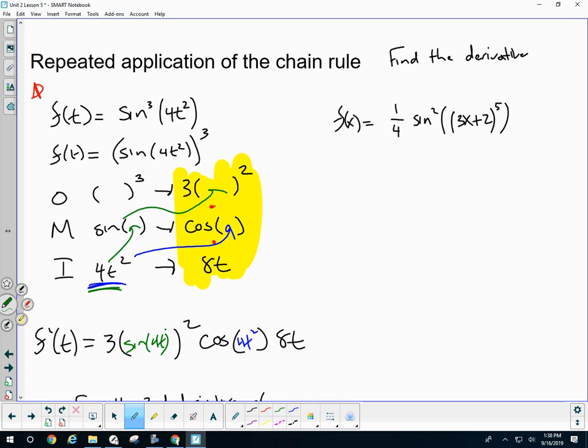Think about what started in the cubed. What started in the cubed is the sine of 4t squared. What started in the sine? 4t squared.